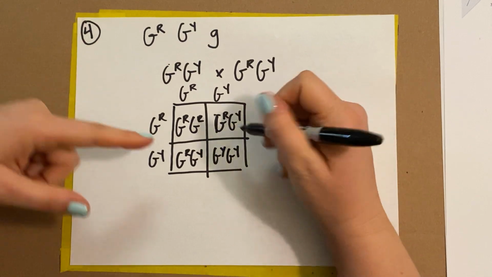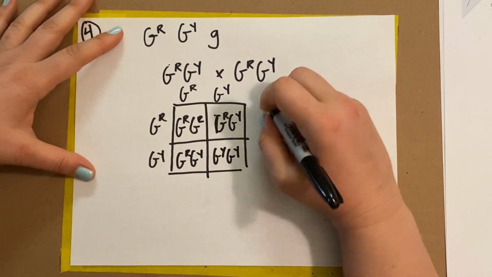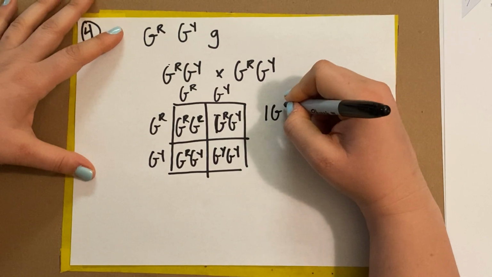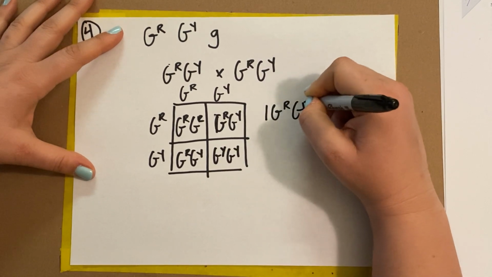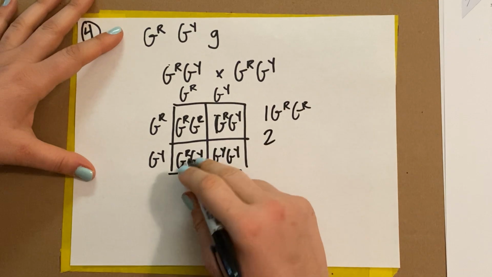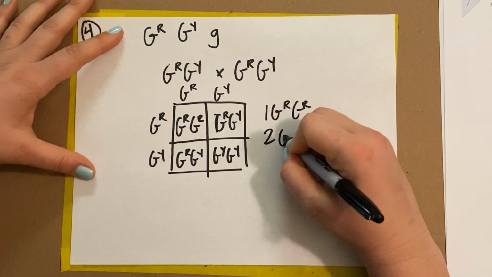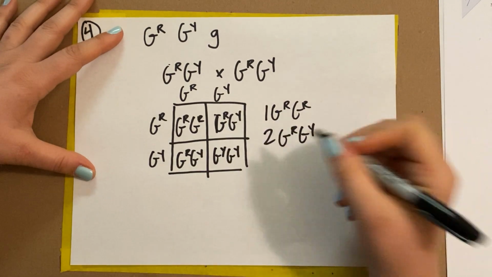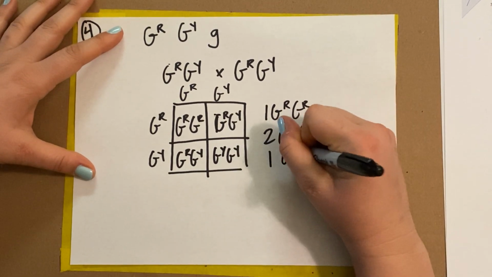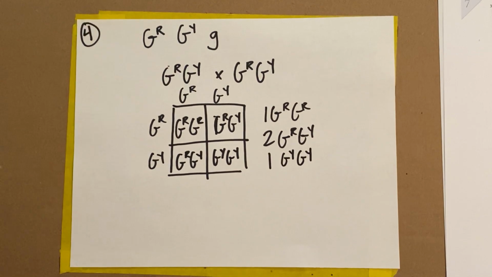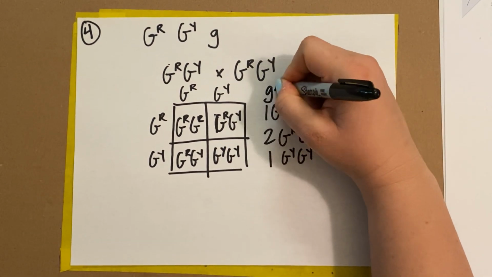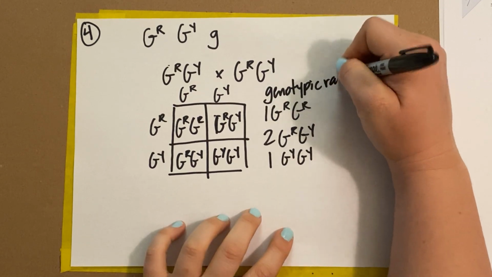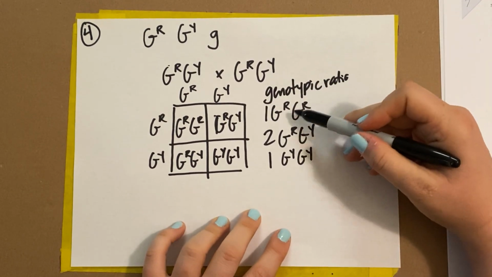Okay, and so this is the genotypic ratio. So we're going to do the genotypic ratio. We basically just have to figure out, okay, so we have one big G like this. We have 2 of these ones right here. So there's GR, GY, okay, so 2 of them. And then there's 1 GY, GY. Okay, so this is the genotypic ratio, because genotypic ratio is the genes.